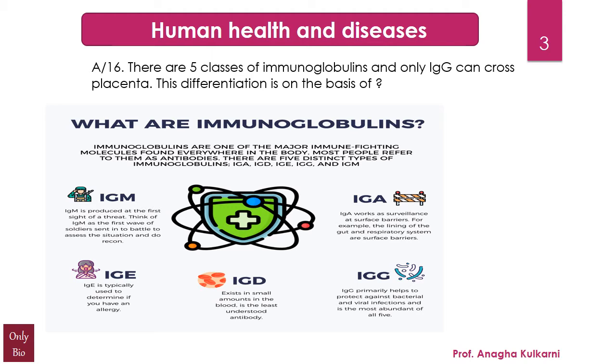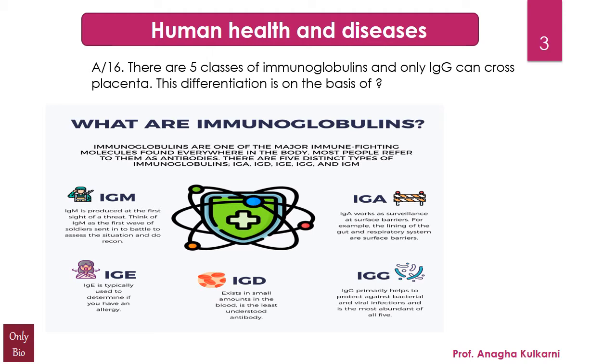Okay, now IgM जो होता है, IgM is produced at the first sight of a threat. So think of IgM as the first wave of soldiers sent into the battle to assess the situation and to recon, and it forms almost 10% of the total serum, human serum, I mean immunoglobulin content. Okay, so it is the first antibody built during an immune response. Very, very important to be remembered.